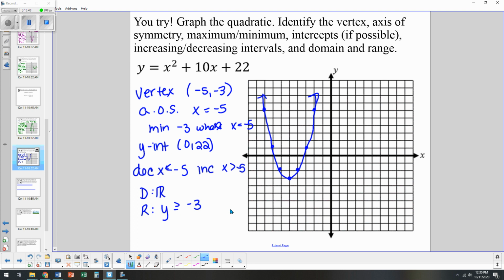All right, so for this one, our vertex was (-5, -3). The axis of symmetry was x equals negative 5. There was a minimum of negative 3 when x equals negative 5. Even though we can't see it on the graph, we know from the equation that our y-intercept would be at (0, 22). It was decreasing when x was less than negative 5 and increasing when x is greater than negative 5. My domain was all real numbers, and my range is y is greater than or equal to negative 3.